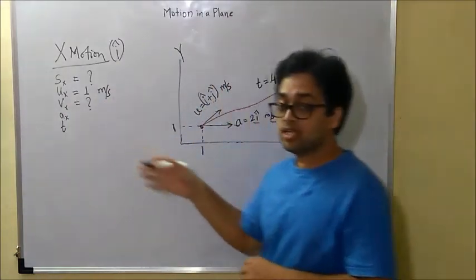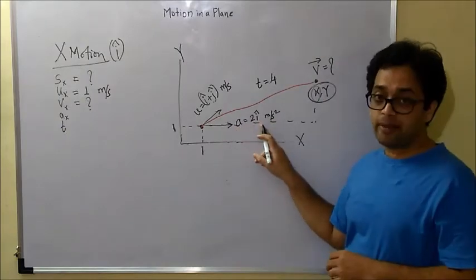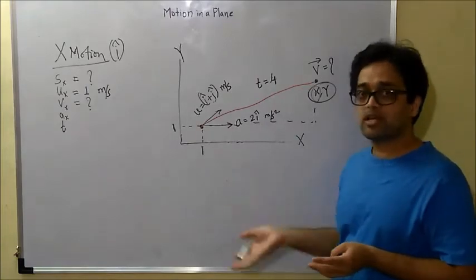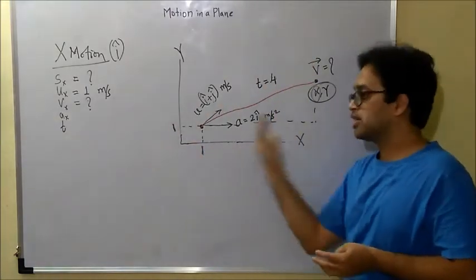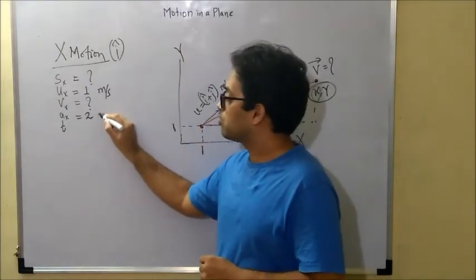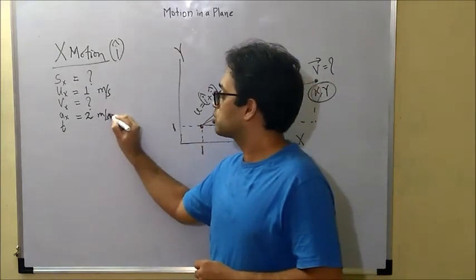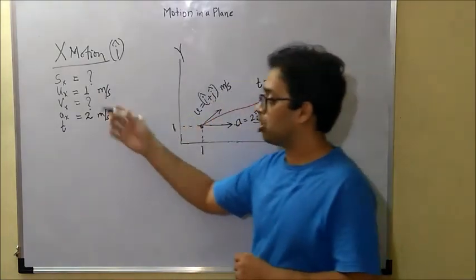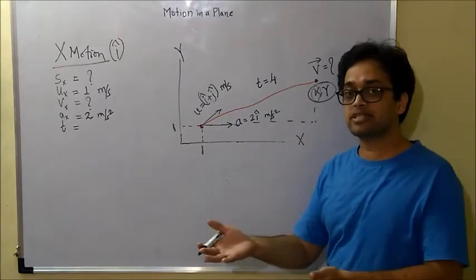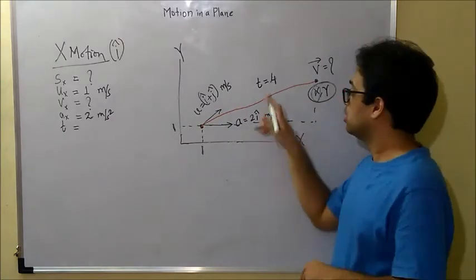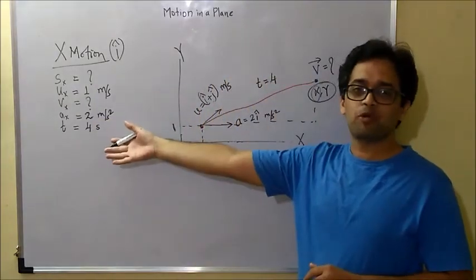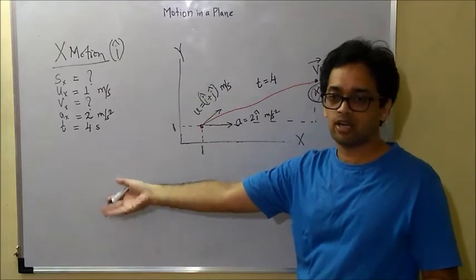What is acceleration in x direction? How much is it? 2 i cap. So notice here itself that there is no j cap component to it. That means there is no acceleration in vertical direction. Whatever is there, it's only in horizontal direction. Acceleration is 2 meters per second square in x direction. I don't need to put extra i cap in there for obvious reason. Time. Now as I have said, time is the linkage between x and y motion. It is going to be same for both. So how much is it? 4 seconds.